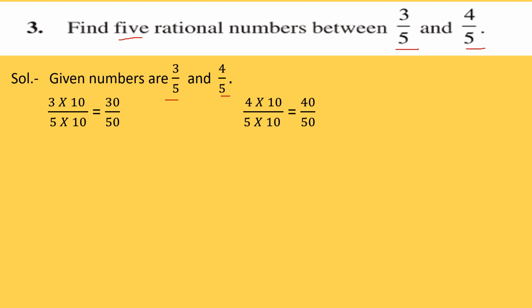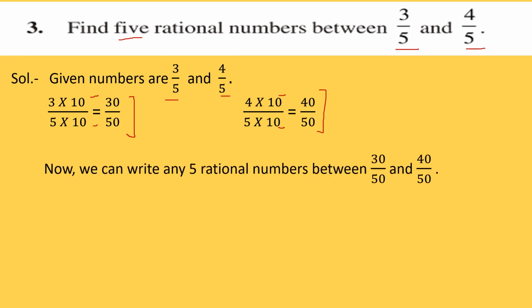So 3 by 5, I am multiplying numerator and denominator by 10. So I am getting 30 upon 50. And the second number 4 upon 5, I am multiplying again with the same number 10. I am getting 40 upon 50. So between 30 upon 50 and 40 upon 50, we can write any 5 rational numbers. It's same like the previous question only.